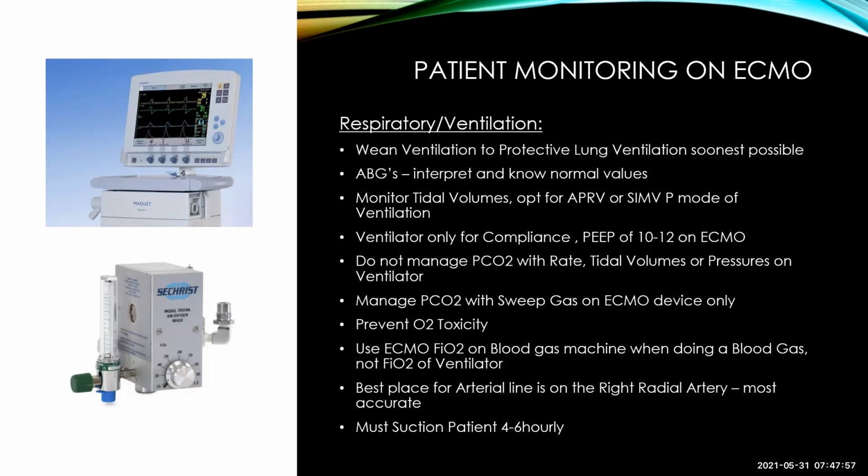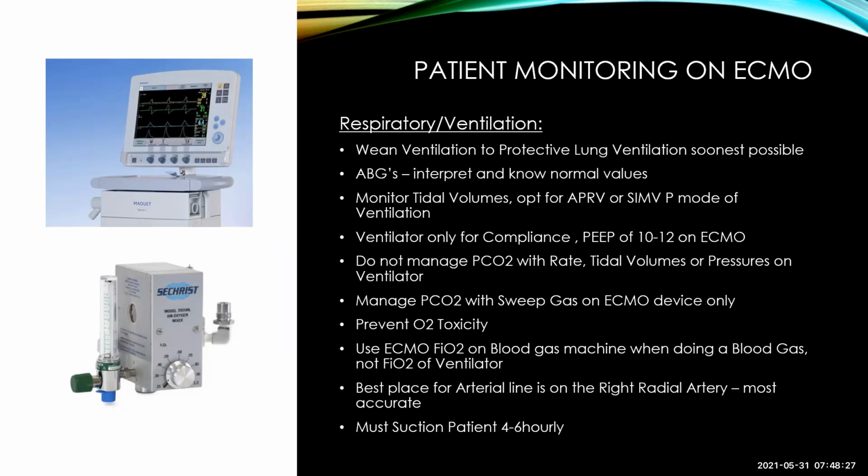And check your AA-DPO2, which is your AA gradient. So that's your transmembrane pressure between the inside of the alveoli towards the capillary. If that increases dramatically, it means you've got a lot of third space fluid around the alveoli and you need to get rid of that. Or you need to increase your PEEP. So we maintain a PEEP of about 10 to 12 on ECMO. So that will also help you a little bit there.